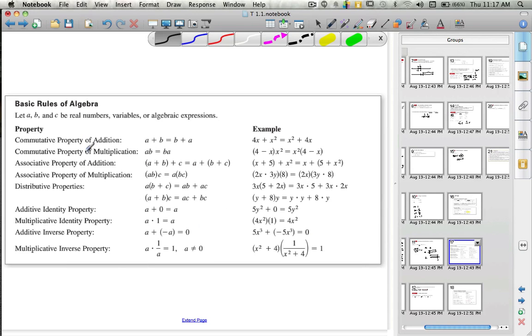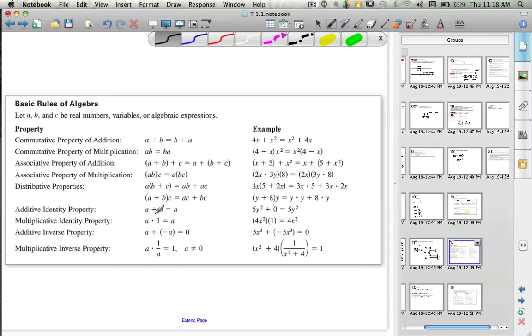Okay, some other rules. Again, I'm not going to explain them all. I just want to make sure you know they're here. They're present in your book. They're available to print from the slides online. The commutative property of addition, the commutative property of multiplication, the associative property of addition, the associative property of multiplication, the distributive property, additive identity, multiplicative identity, right? Identity means it doesn't change.